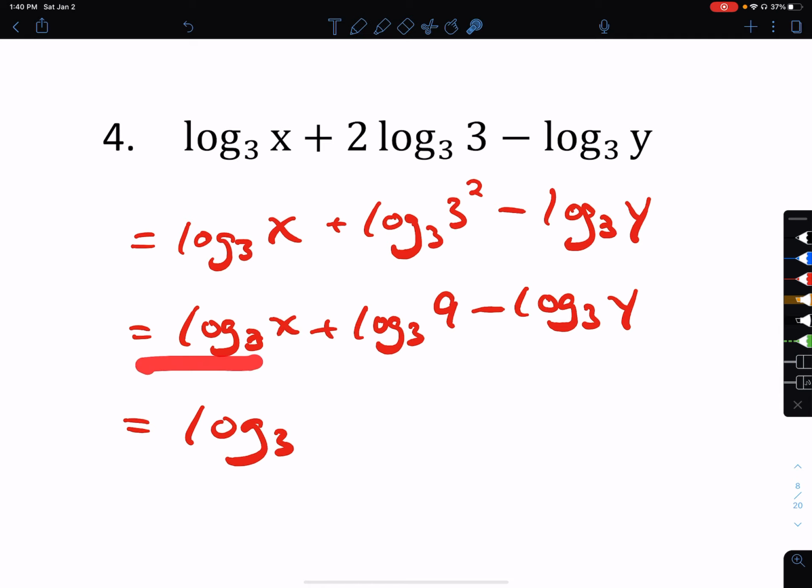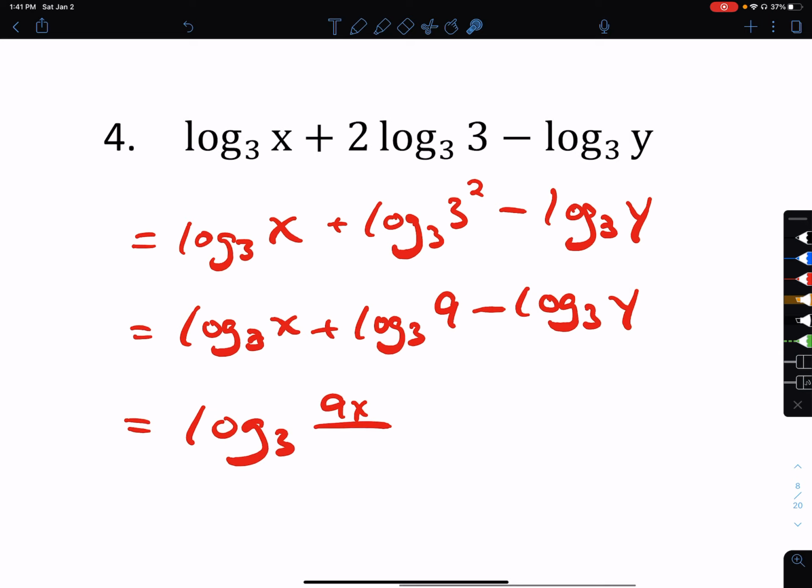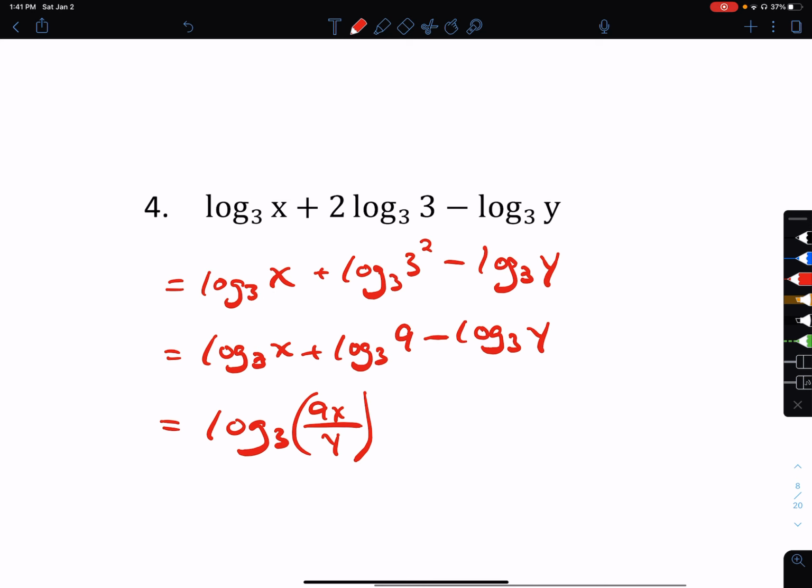Any logarithm that has addition in front of it, we are going to multiply those arguments. Any logarithm that has a subtraction in front of it, we are going to be dividing by that argument. So this is log base 3 of 9x divided by y.